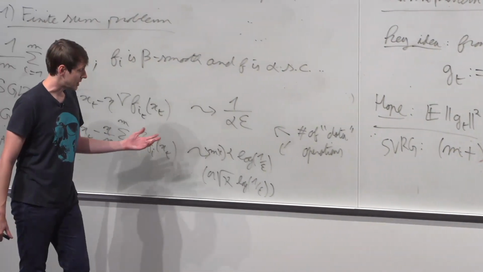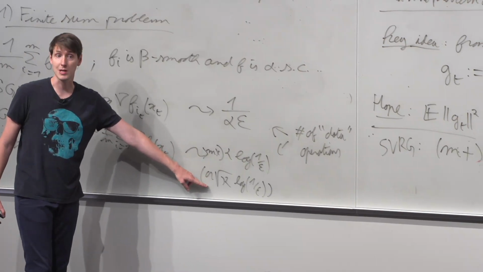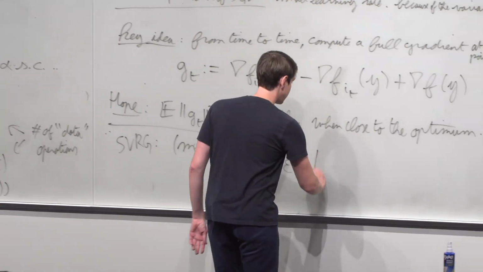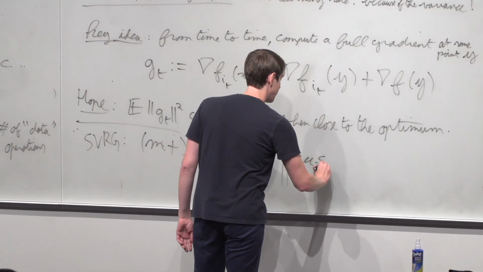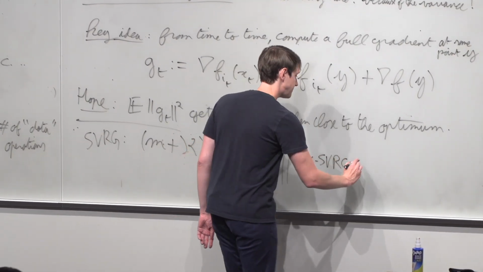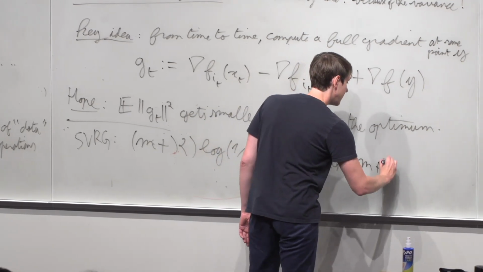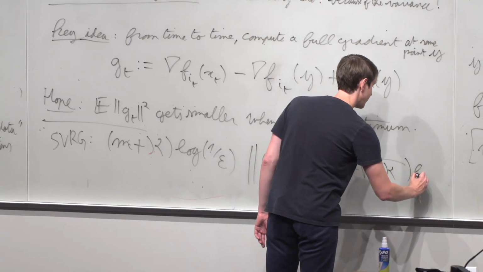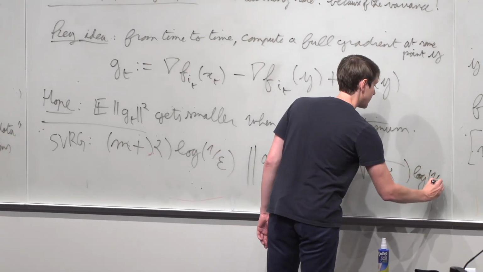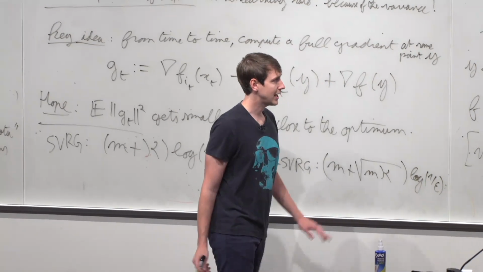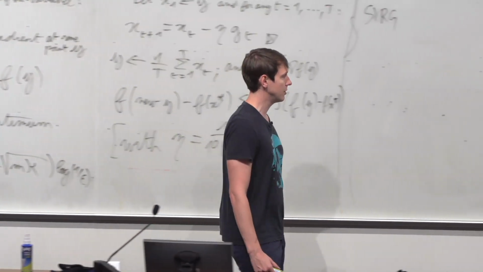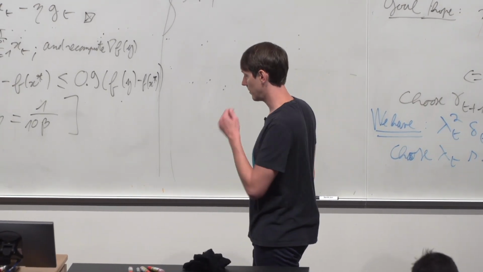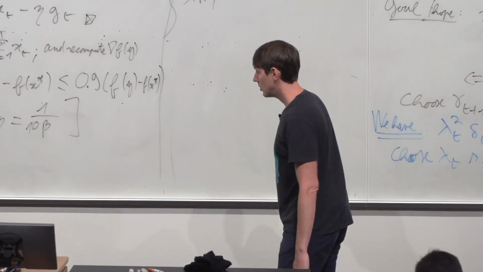Now you might ask, what about acceleration? Here I got a square root kappa. So you can do an accelerated SVRG. We're not going to do that. What it gives you is m plus square root of m kappa times log 1 over epsilon. And these ideas are used for real, just like the momentum is also used for real.